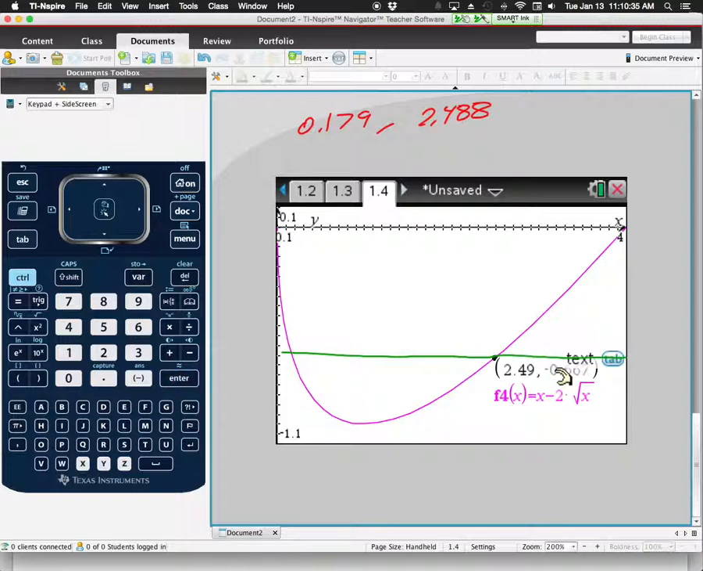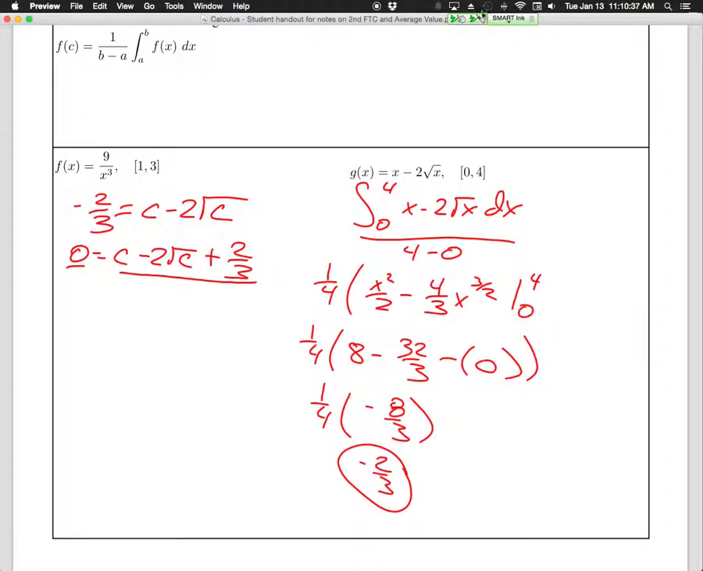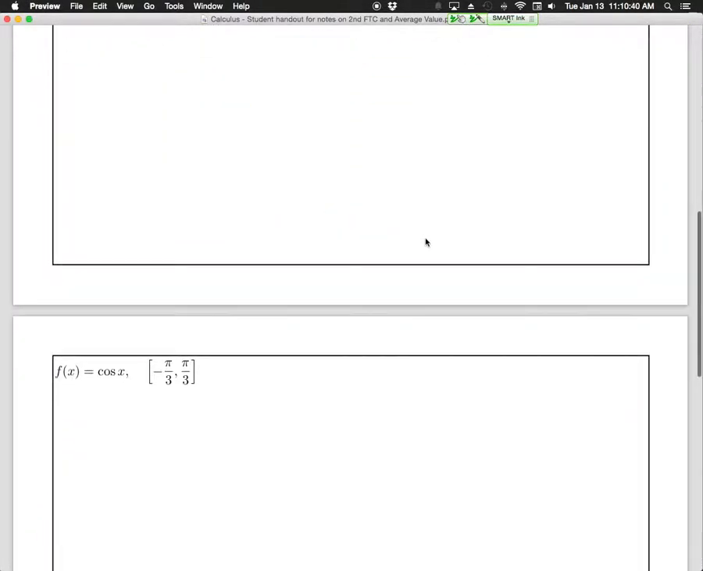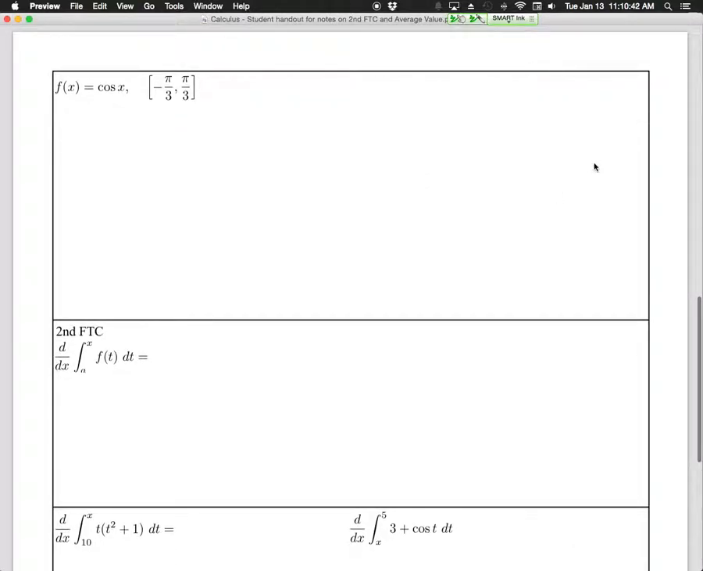All right, let's do one more average value. So this time our function is cosine of x. Our interval is from negative pi over 3 to pi over 3.